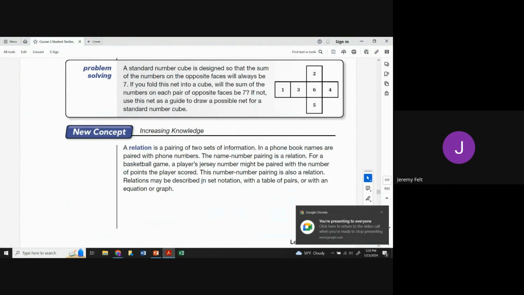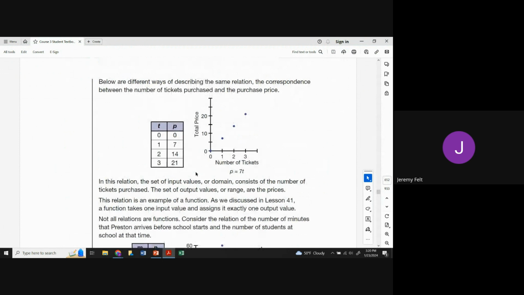So a relation is a pairing of two sets of information. In a phone book, names are paired with phone numbers. The name-number pairing is a relation. A player's jersey paired with the number of points they scored, or number of fouls they committed, or whatever. So we have a pairing. Right? Number of tickets, total price.